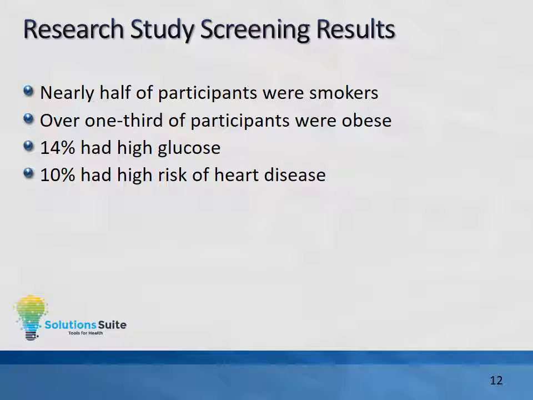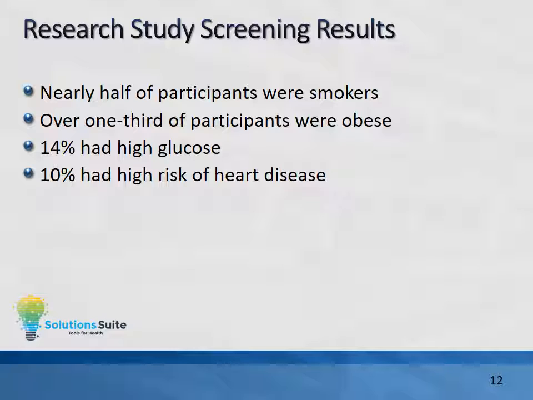The guide begins with a description of the reasons to conduct a health fair, specifically for people served by the public mental health system. The research study that I mentioned earlier informed our guide. In that study, we learned that nearly half of the participants were smokers and over 1/3 of people screened were obese. Rates of high glucose indicating diabetes or a risk of diabetes also were high at 14%, which is 7 times the rate found in the general population.